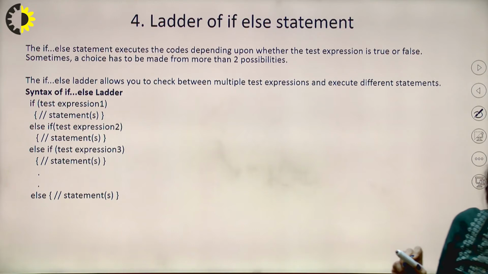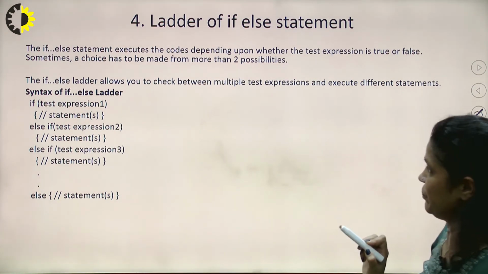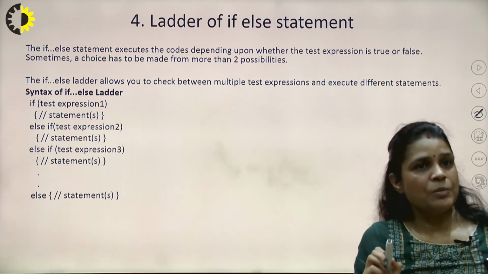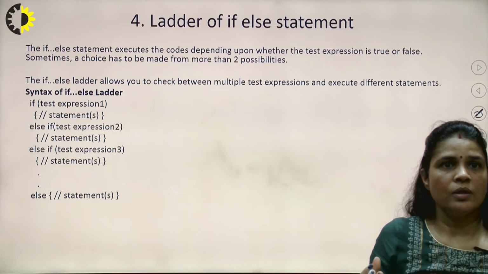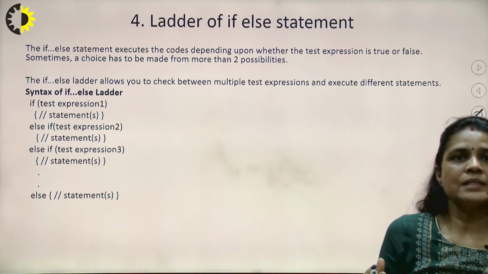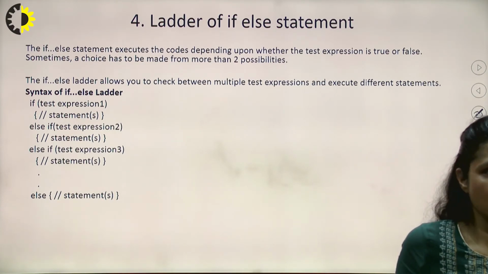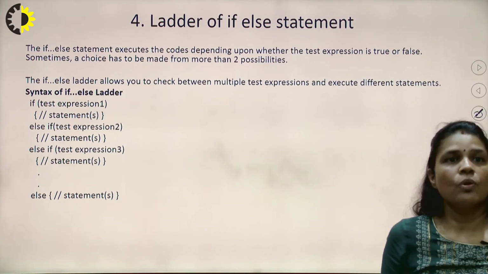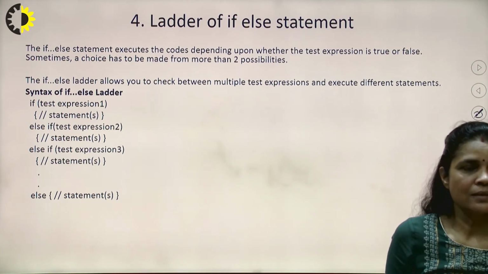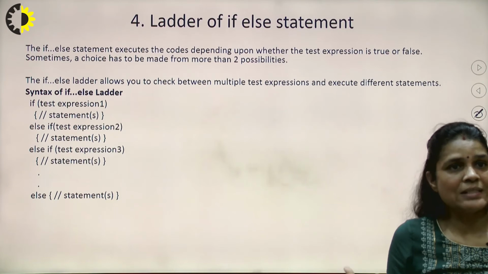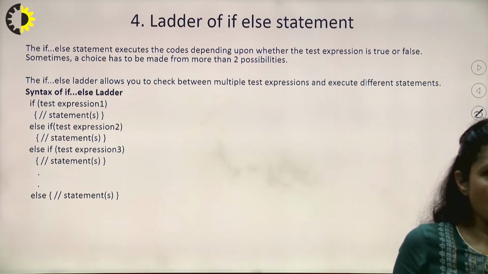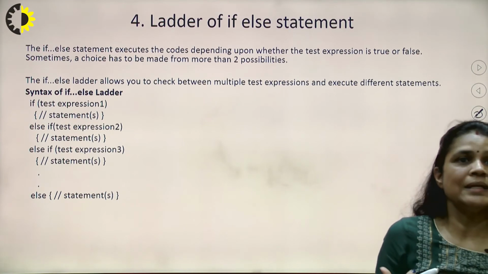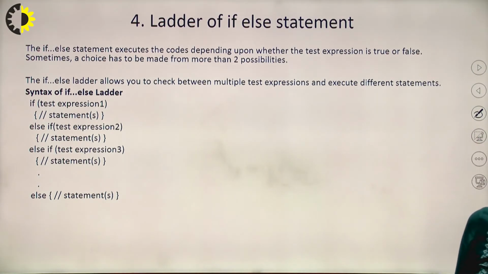Now the next statement is the ladder of if else statement. How will this ladder of if else statement work? Why do we require it? The if else statement executes the code depending upon whether the test condition is true or false. Sometimes a choice has to be made from more than 2 possibilities. That time the if else ladder will be useful. The if else ladder allows you to check between multiple test expressions and execute different statements.